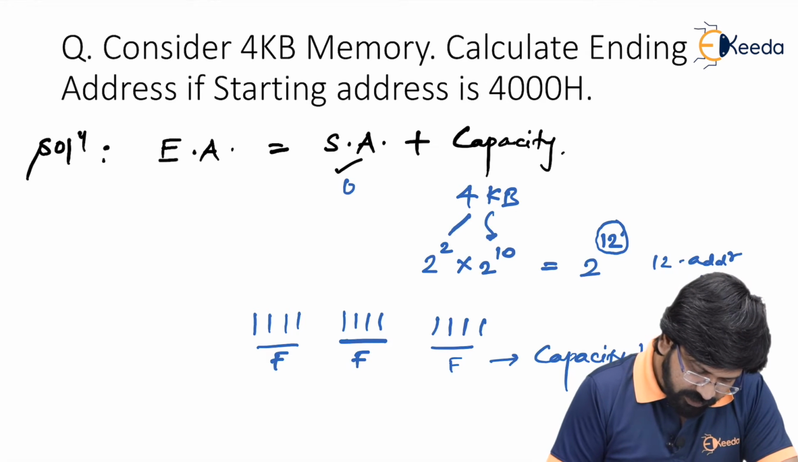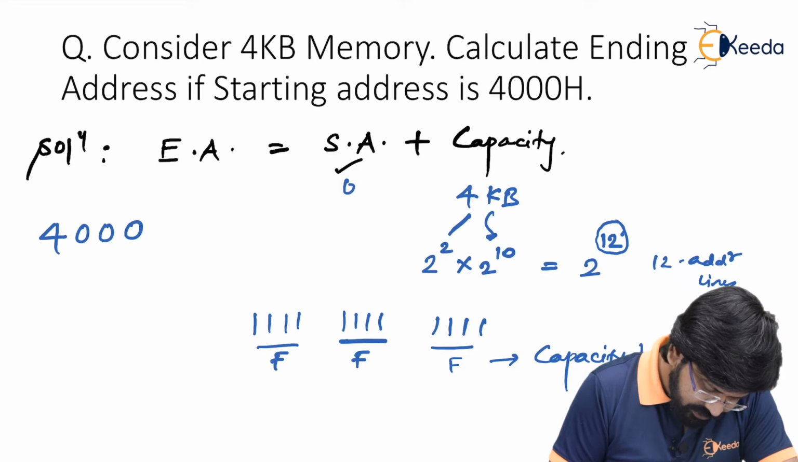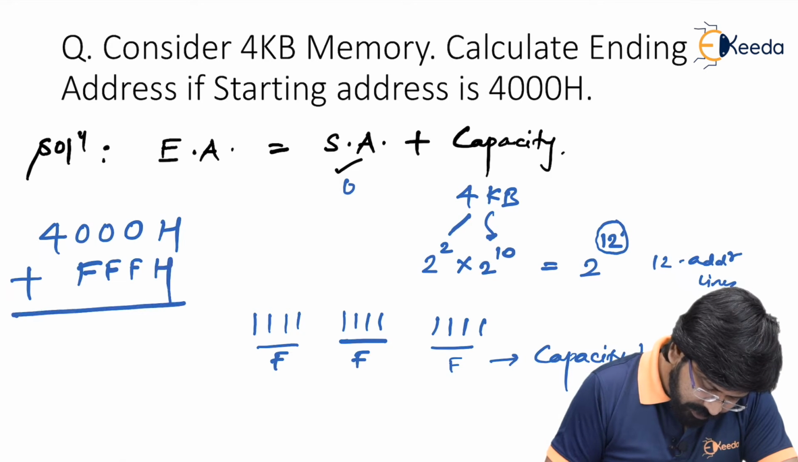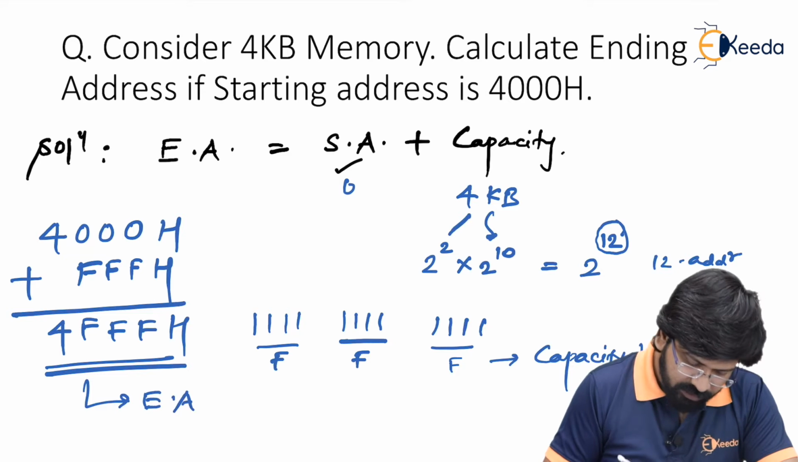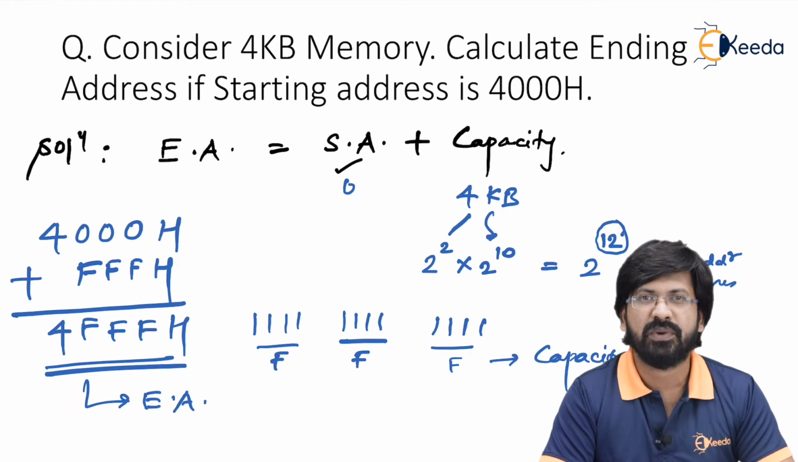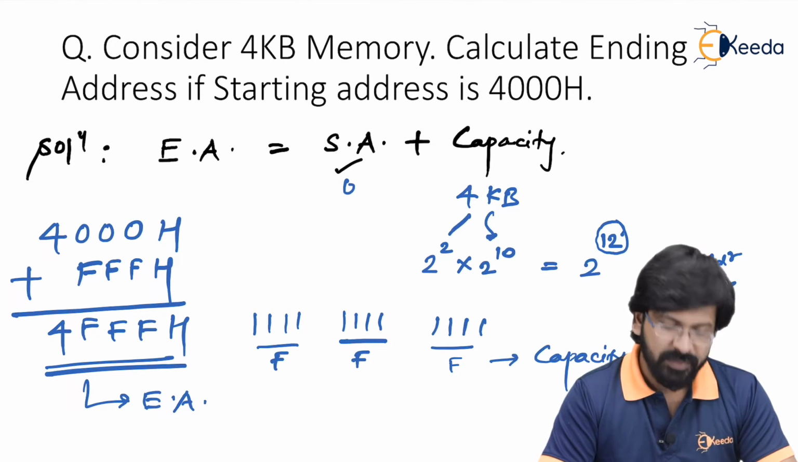So let's do this. It's a very simple task now. What is the starting address? It is 4000 hex plus triple F hex, which is the capacity. Then it is very simple. This is F, F, F and this is 4. Therefore 4 triple F hex is the ending address for the given memory, which is 4 KB in size, having starting address 4000 hex. I'm sure you understood this problem. Let's move to the next problem.